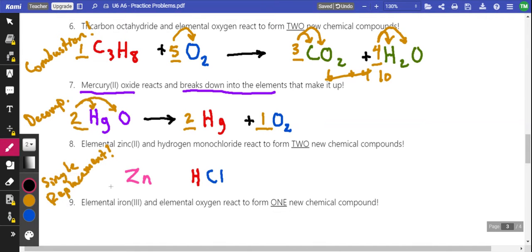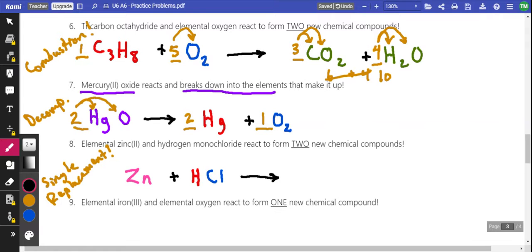This is a single replacement reaction. So what that means is one single thing is going to bump its way into this compound and kick something out in the process. Okay? So my pure element is what's going to be doing the kicking. It's going to kind of force its way into this compound, and something else has to leave this compound, either the H or the Cl. Okay?